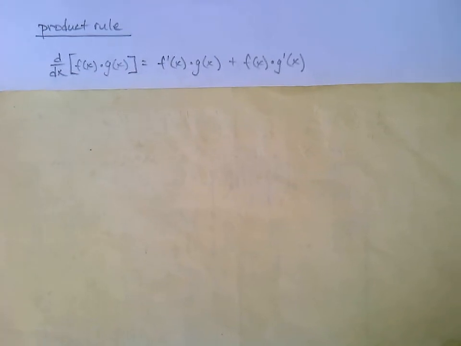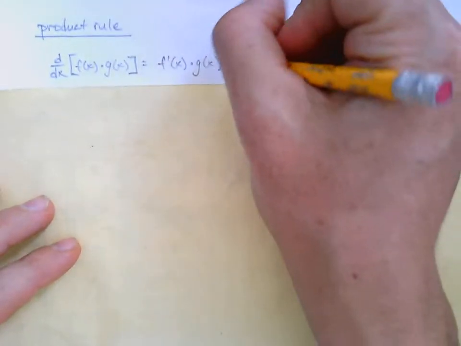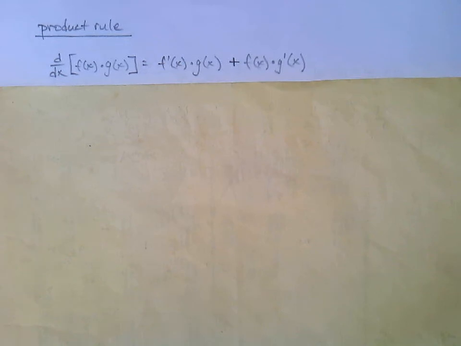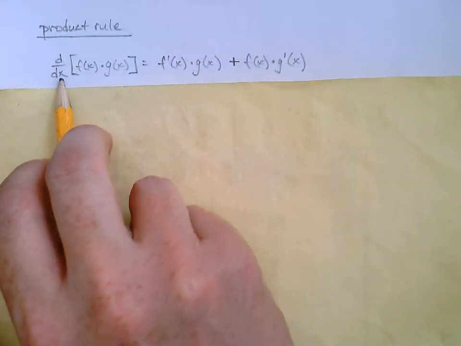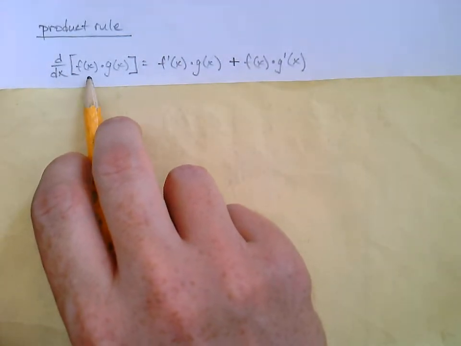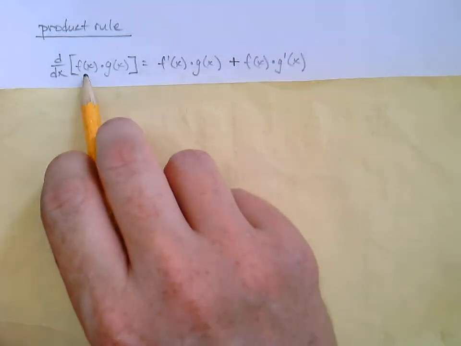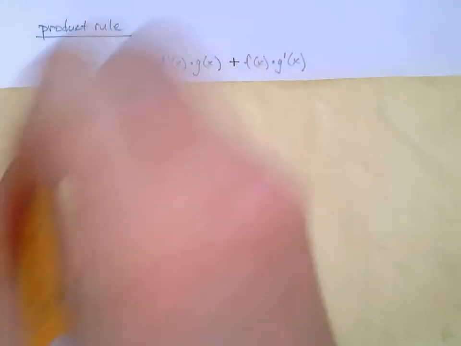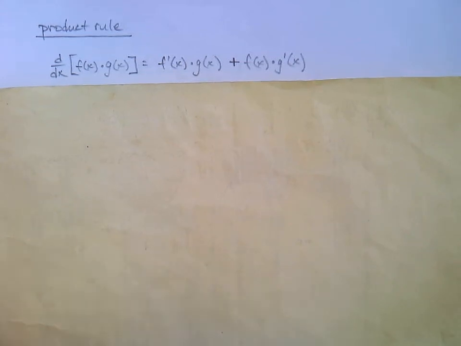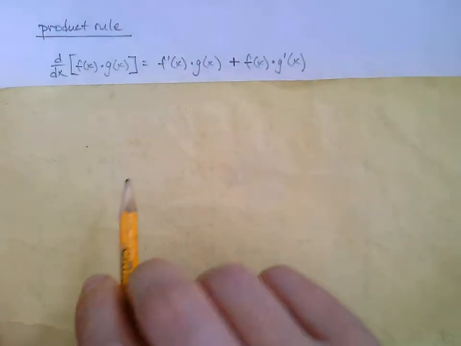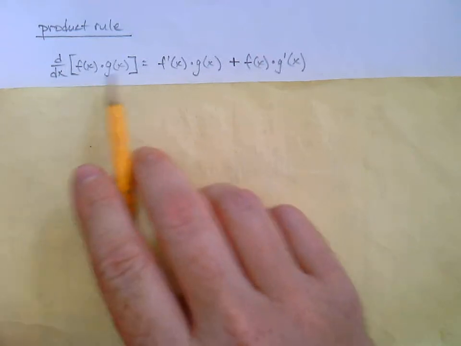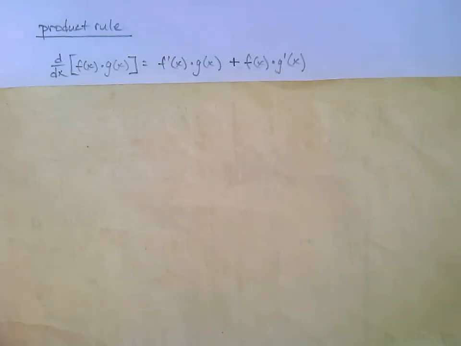Okay, let's look at the product rule. Here it is. We're trying to take the derivative of two functions being multiplied. So we've got f of x times g of x. And it's a little bit more complicated than what you would expect. So it turns out there are these two parts, and they're sort of like opposites. So they're kind of like symmetrical, if you will.